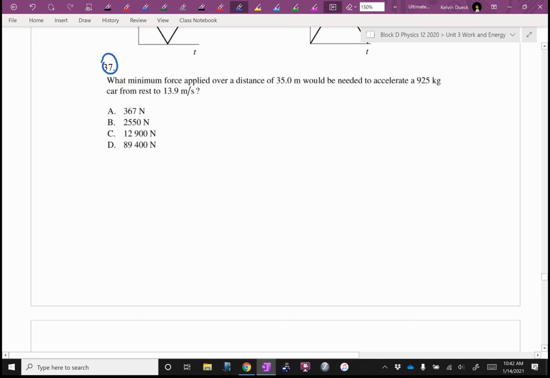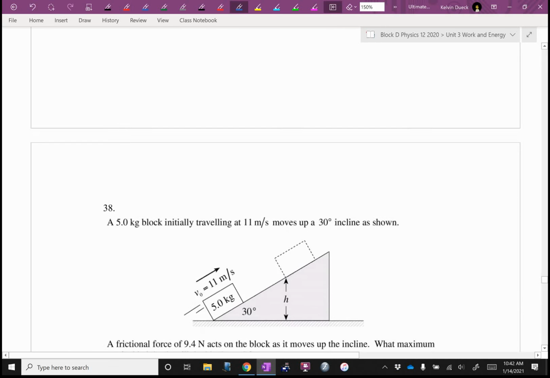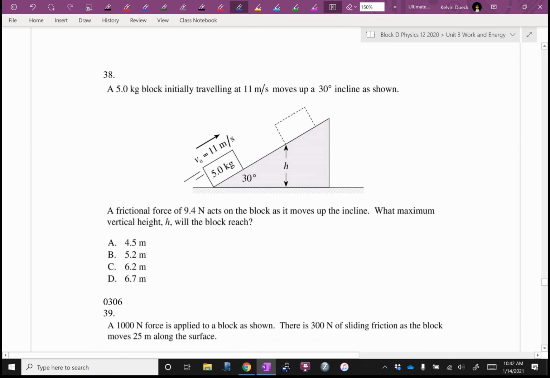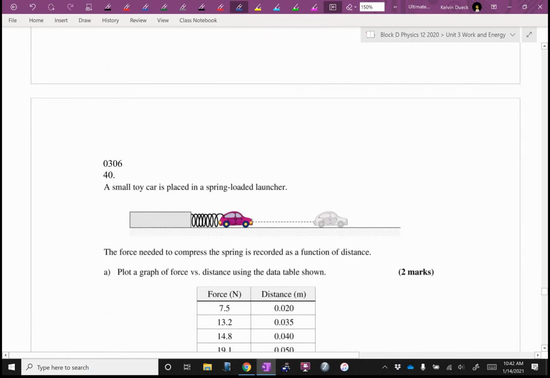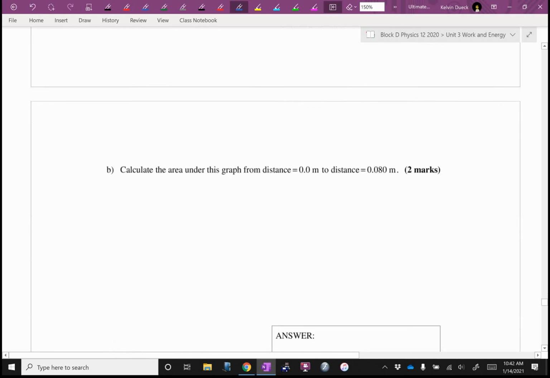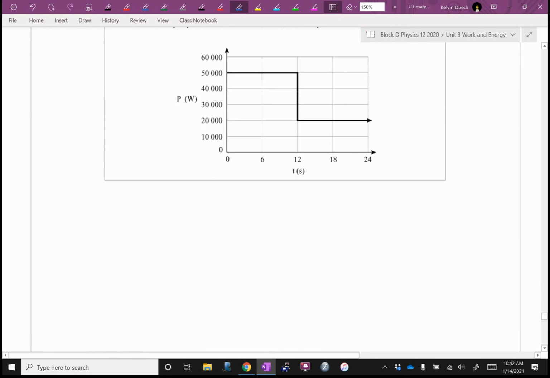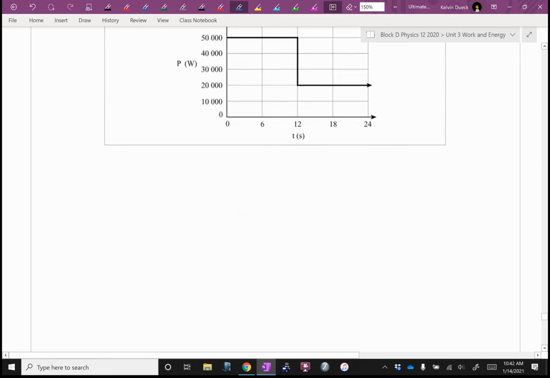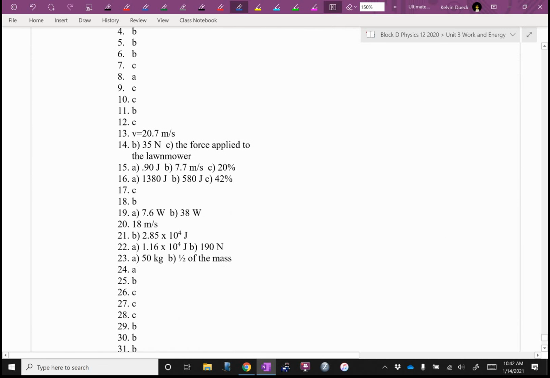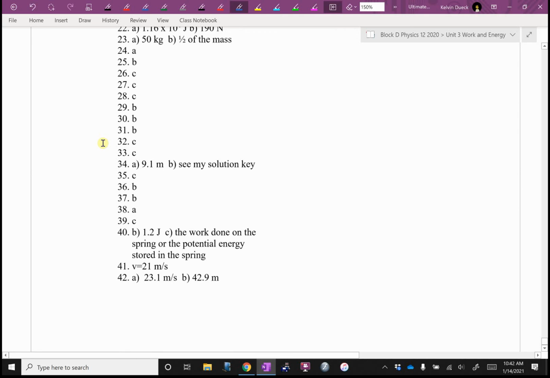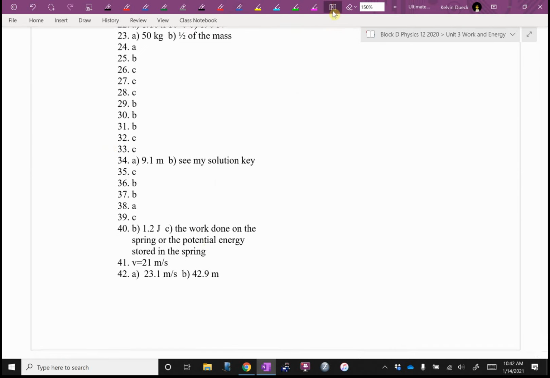37 you can do. You'll just have to figure out the force, but they gave you a mass and you can figure out a. And then it's going to be force times distance over time. I think you can do 37. Skip 38. 38's nasty. Skip 39, lawnmower. Skip 40. Scholarship questions, skip 41. Skip 42. I think I'm going to do that.